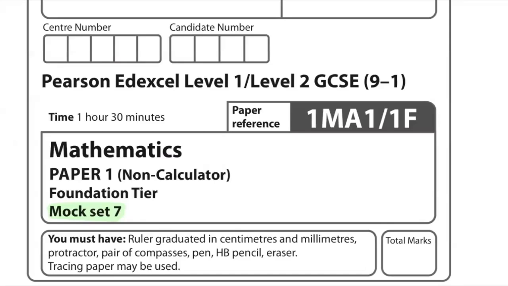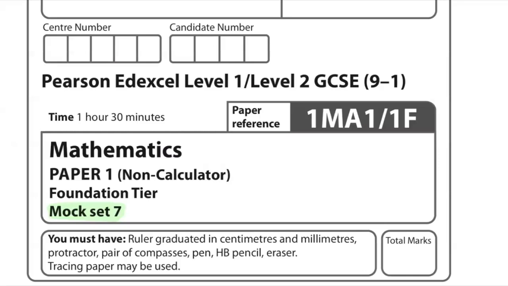Hi, these are the worked solutions for EDEXCEL's mock set 7. It's the foundation paper 1. We've jam-packed it with extra top tips, hints, keywords, things to look for. So a really useful revision aid. It's going to be great for mocks, for resits, for the actual GCSE. If you're studying for your GCSE maths, then this is going to be a great paper to do.